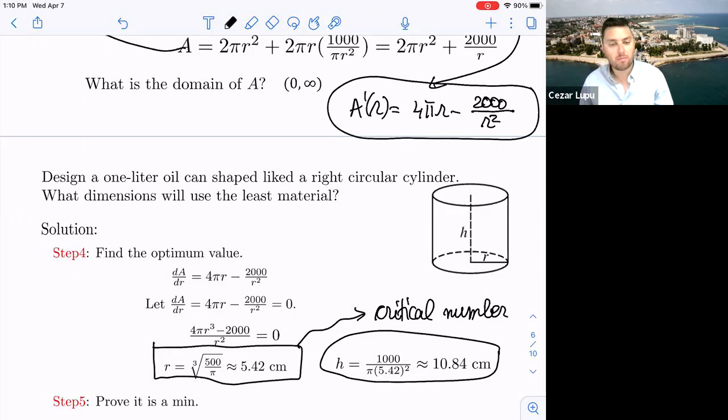So this critical number, this critical value, the question is what happens? Okay, let me ask you this. How are you going to decide the fate of this critical number r? In other words, how are you going to decide if it's a min or a max? Tell me.